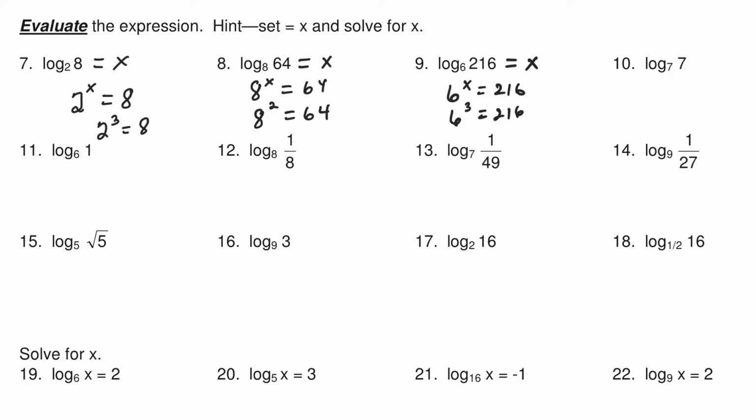Remember, the property of these two are the same. We have log base 7 of 7, that's going to equal 1. It's the same thing as saying 7 raised to the first power is equal to 7. The next one we have log base 6 of 1, so it's 6 raised to some power gives you 1, and you know the only power that will give you 1 is 0. Number 12, this is equal to x, that's the power. So 8 to some power gives you 1 over 8, and 8 to the negative 1 power gives you 1 over 8.